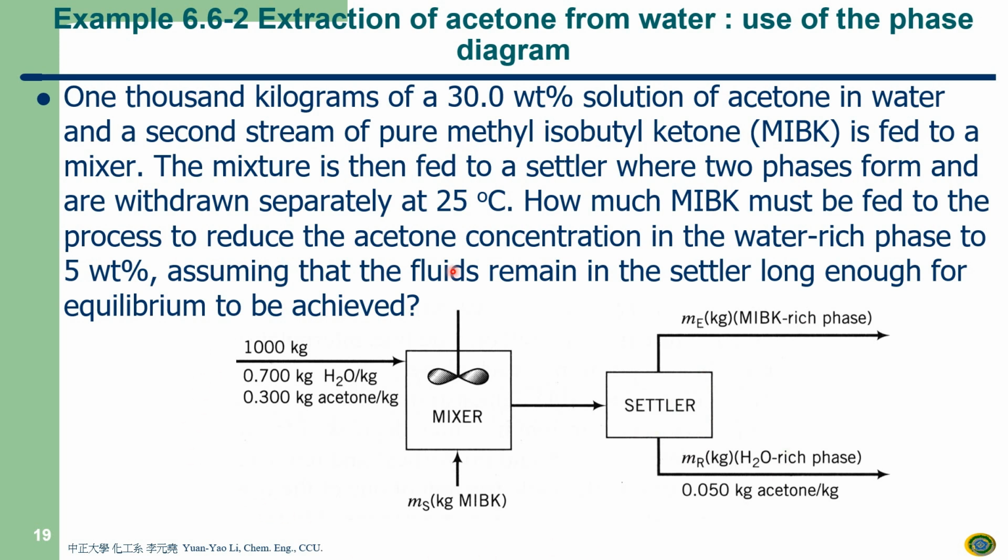So this flow chart is originally from example 6.6-2. All the information is already provided in this flow chart, for example, this information and this information. What we don't know is also marked in this example already. So this is MS. MS is how much MIBK, right? MS here. And then the outputs are called ME and MR.